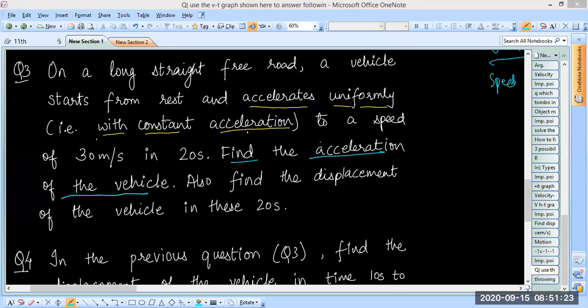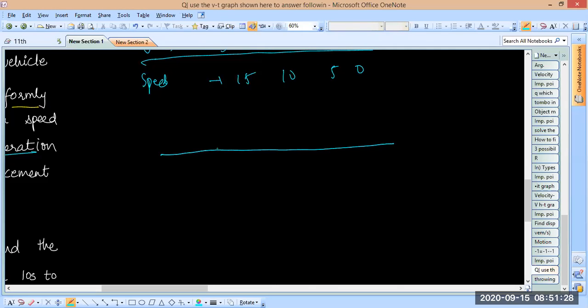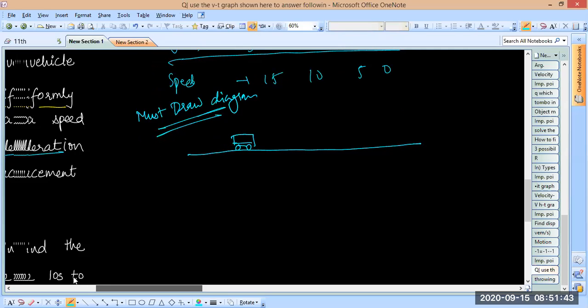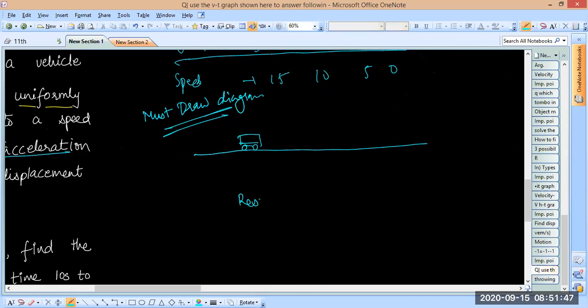See, this is a question where I would insist that everyone draws a diagram. Let's say this is that vehicle. Must draw a diagram, compulsory, okay? All right, let's say the vehicle starts from here. At that point, its velocity is 0. It is given that this vehicle is at rest. So v0 is 0. See, this is initial velocity.